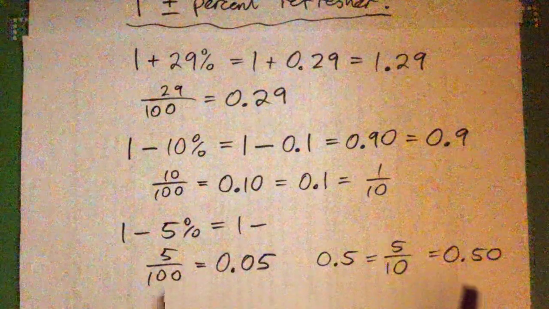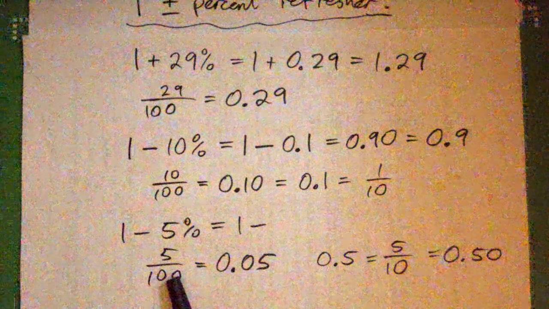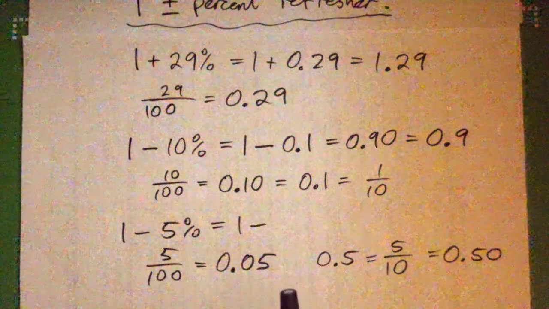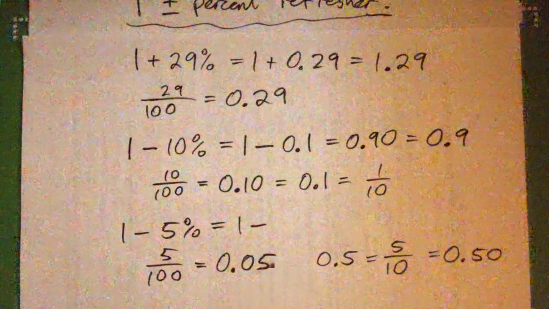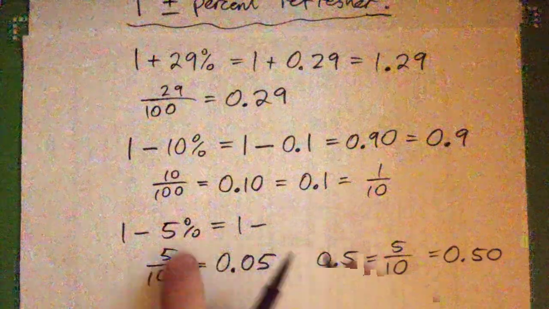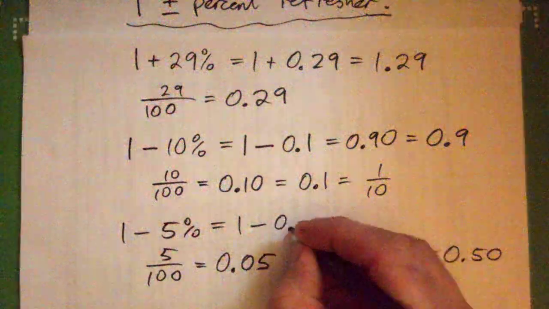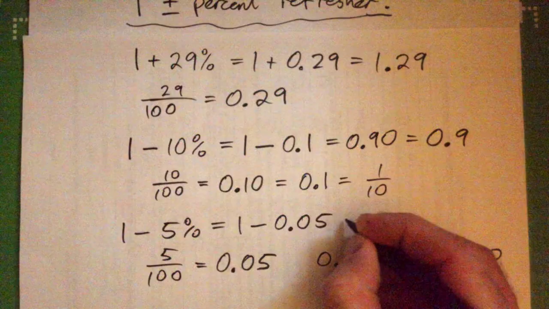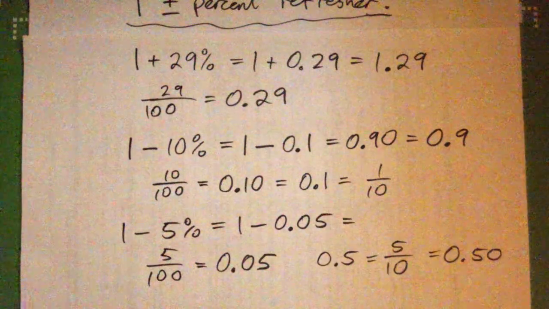We have to get this down. All right? This is so important. We've got to write this down carefully. Make a mistake on this, everything's messed up. So 5% is 0.05, right? Okay, 1 minus 0.05.